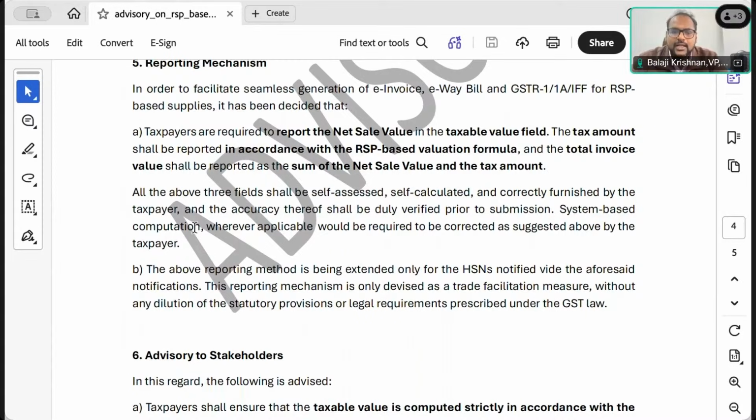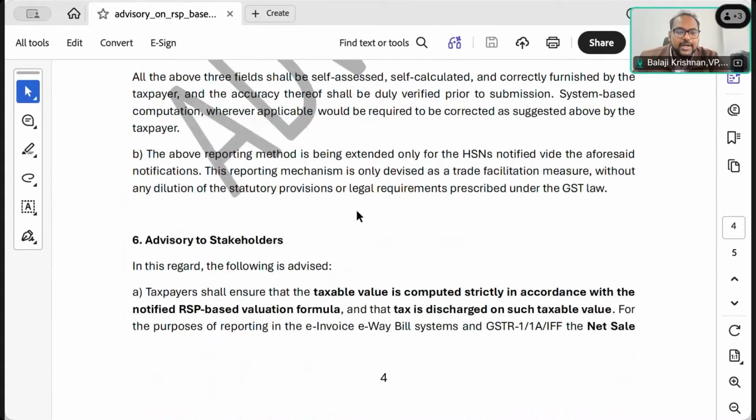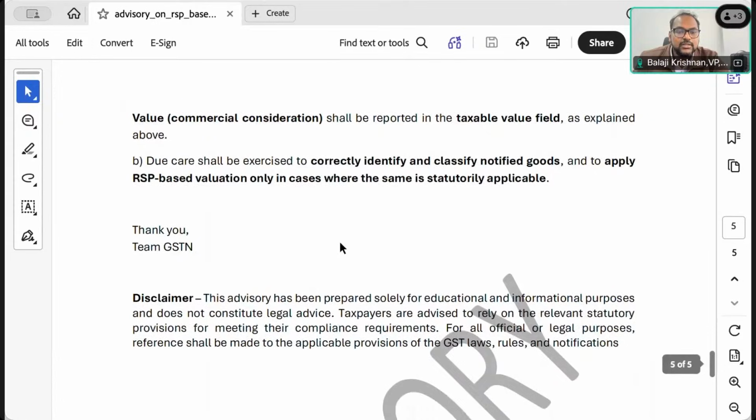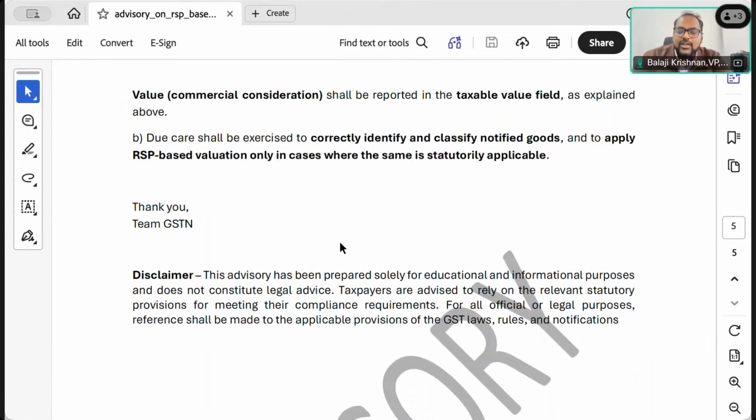So for any legal interpretation, they may refer to the statutory notifications and legal procedures only.